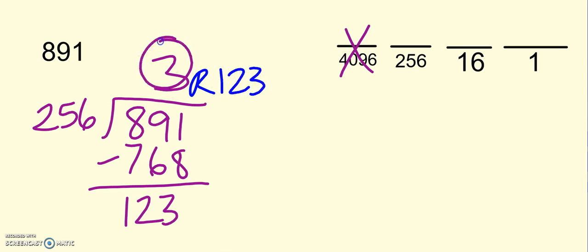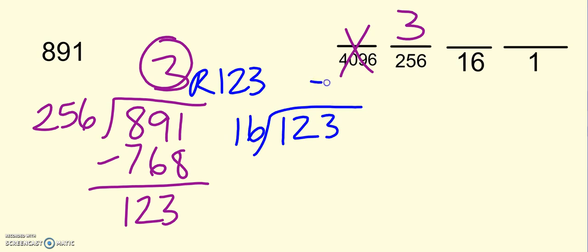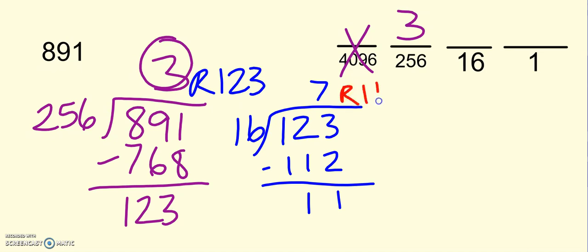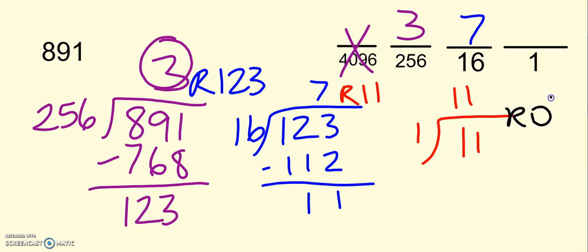So this 3 right here is going to go over into the place value of 256. Now 123, I can divide 16 into that 7 times. So 16 times 7 is 112. By doing some subtraction here, I get 11. So I have 7 with a remainder of 11. So 7 belongs in the 16 to the first place value. Now 1 goes into 11 times with a remainder of 0. That's what we want to see. So we're going to put 11 in the 1's place.